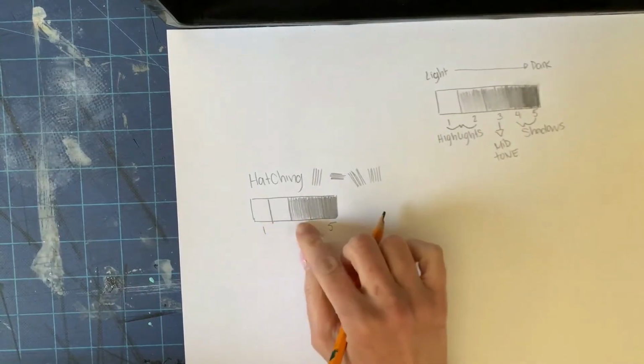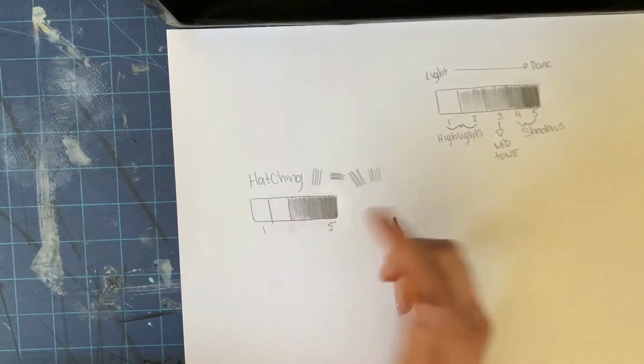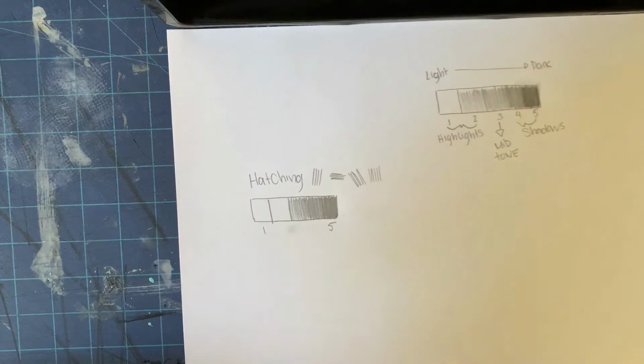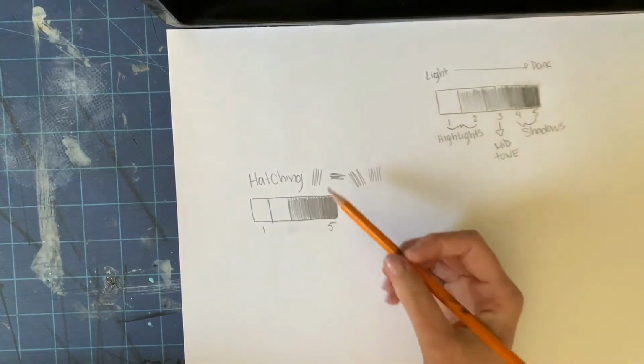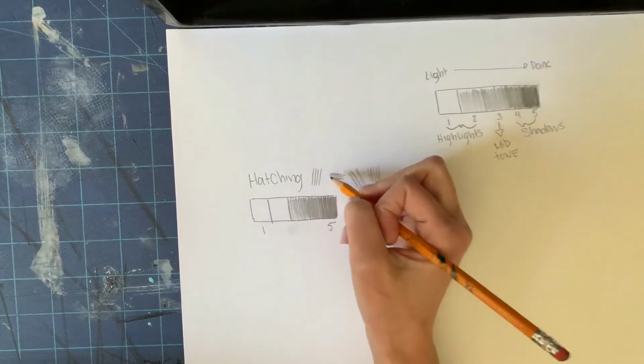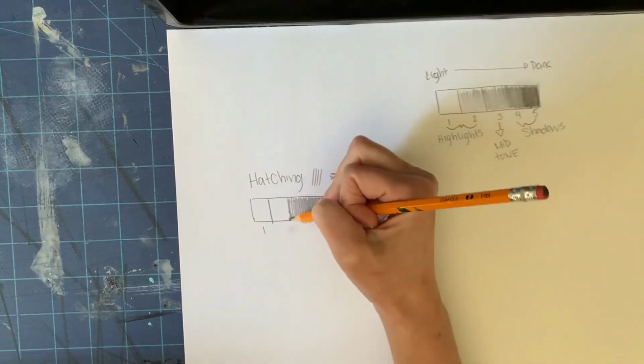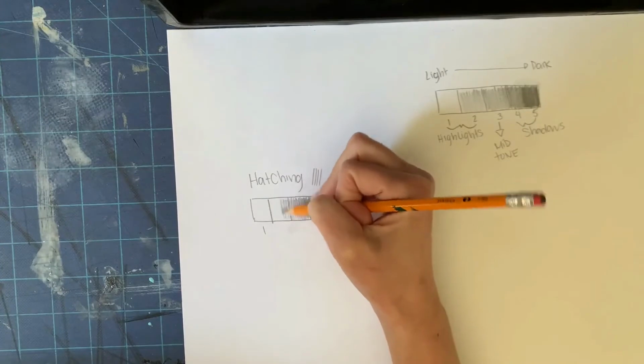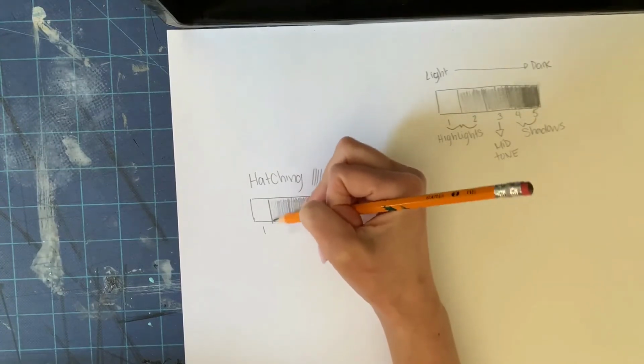And as we start to go down, some more paper will show through, and that's okay too, because that kind of gives us the illusion or the idea that yes, this is getting lighter by the separation of the hatching lines themselves. Okay, and then one we just leave.